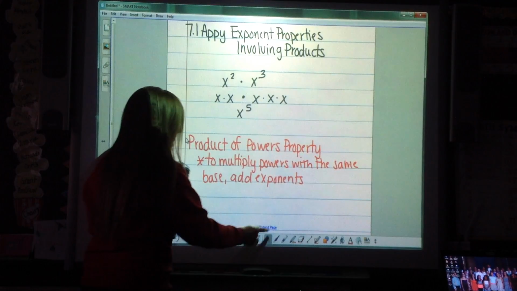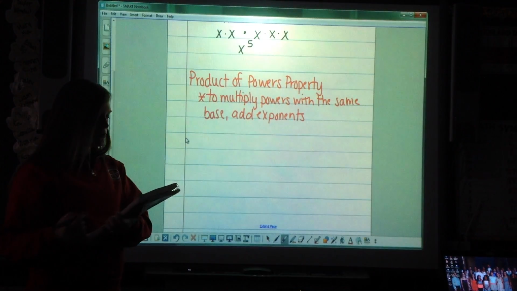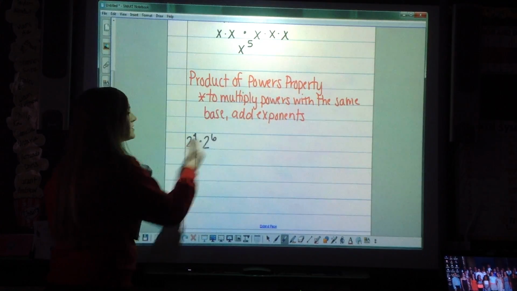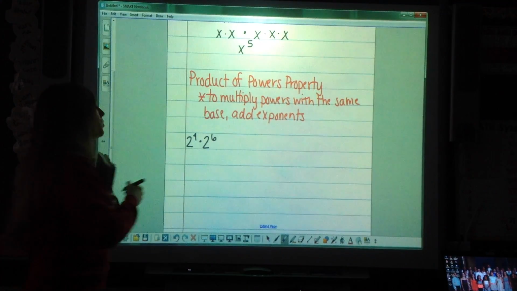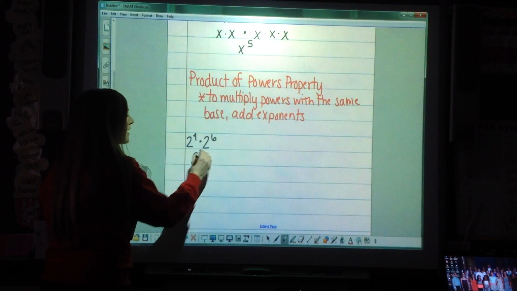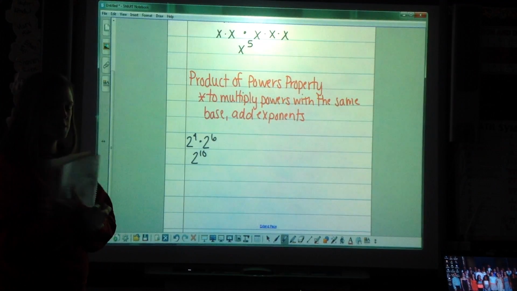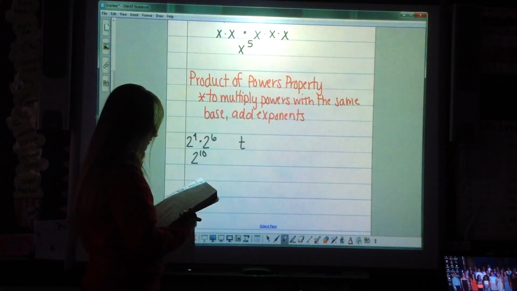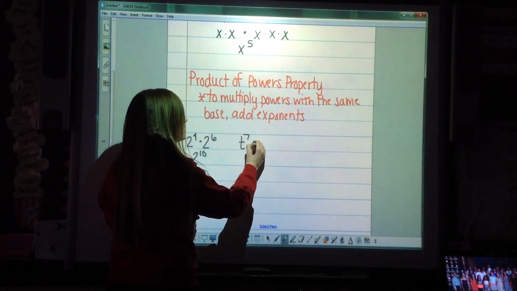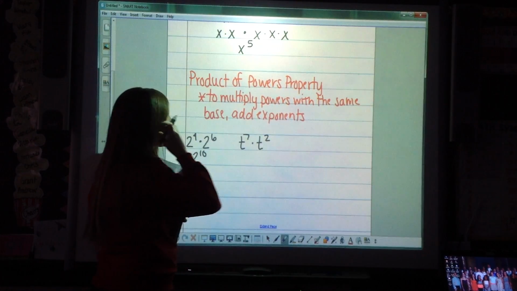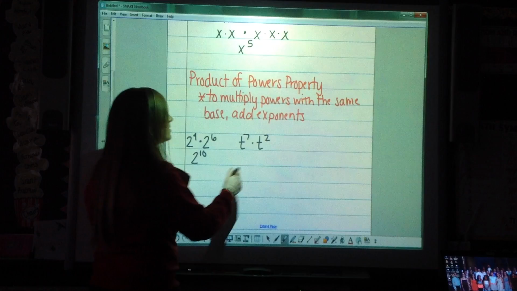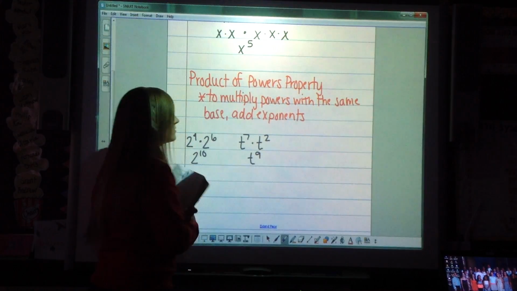Let's try another. Let's say we have 2 to the 4th times 2 to the 6th. Because they have the same base, we're going to add their exponents. You get 2 to the 10th. This works with variables. Let's say we have t to the 7th times t squared. To multiply variables with the same base, you add their exponents.